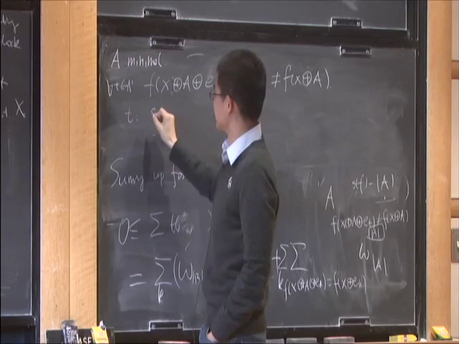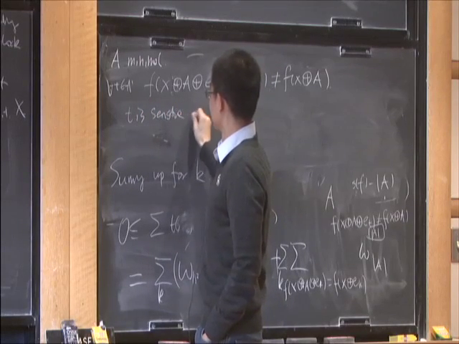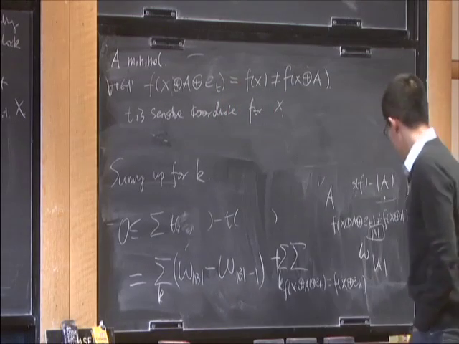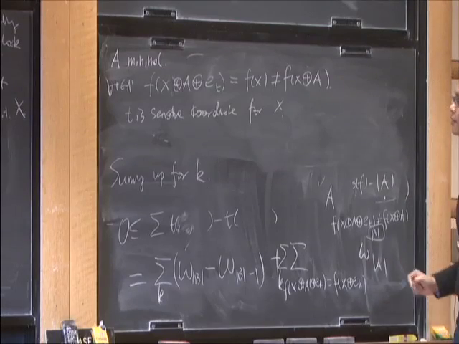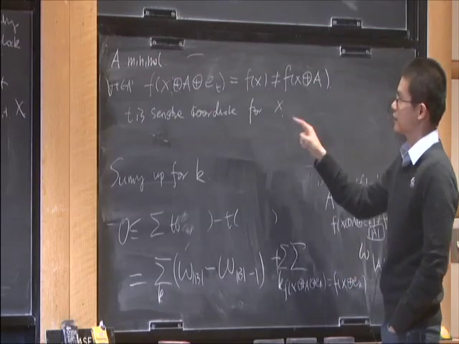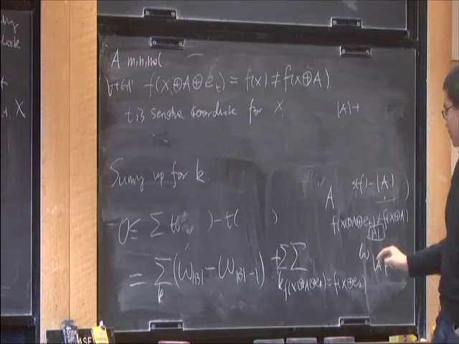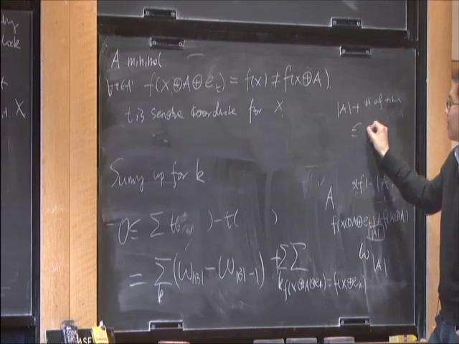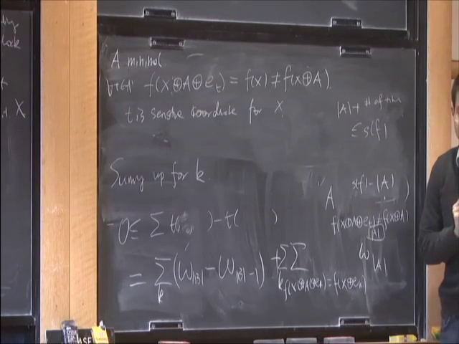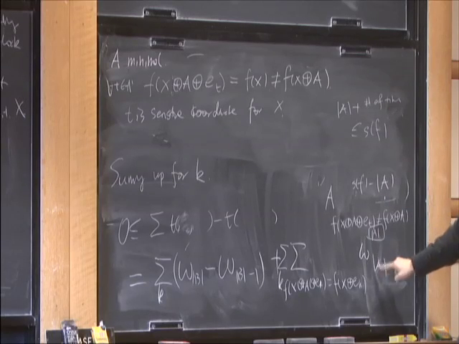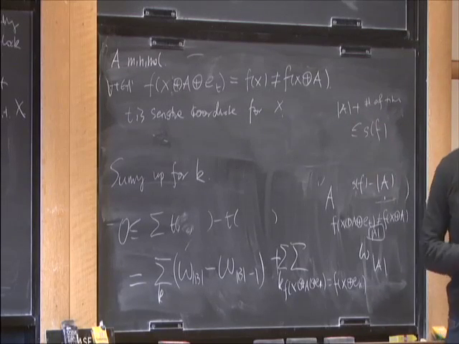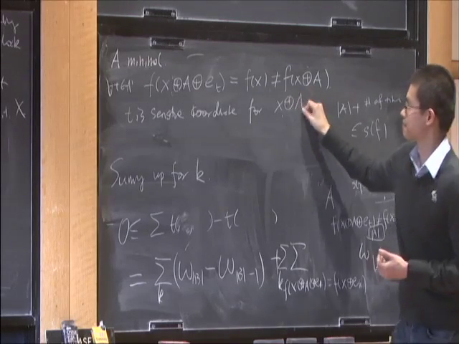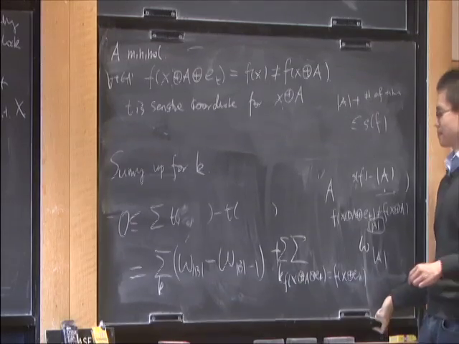So T is a sensitive bit coordinate for the point X. But you can do the same thing here. Then the total number of sensitive coordinates is A plus the number of times that this set appears. But this is bounded by the sensitivity of F. So every A appears at most S of F minus A times. This is a sensitive coordinate for X plus A, S plus A. Yeah. Thanks.